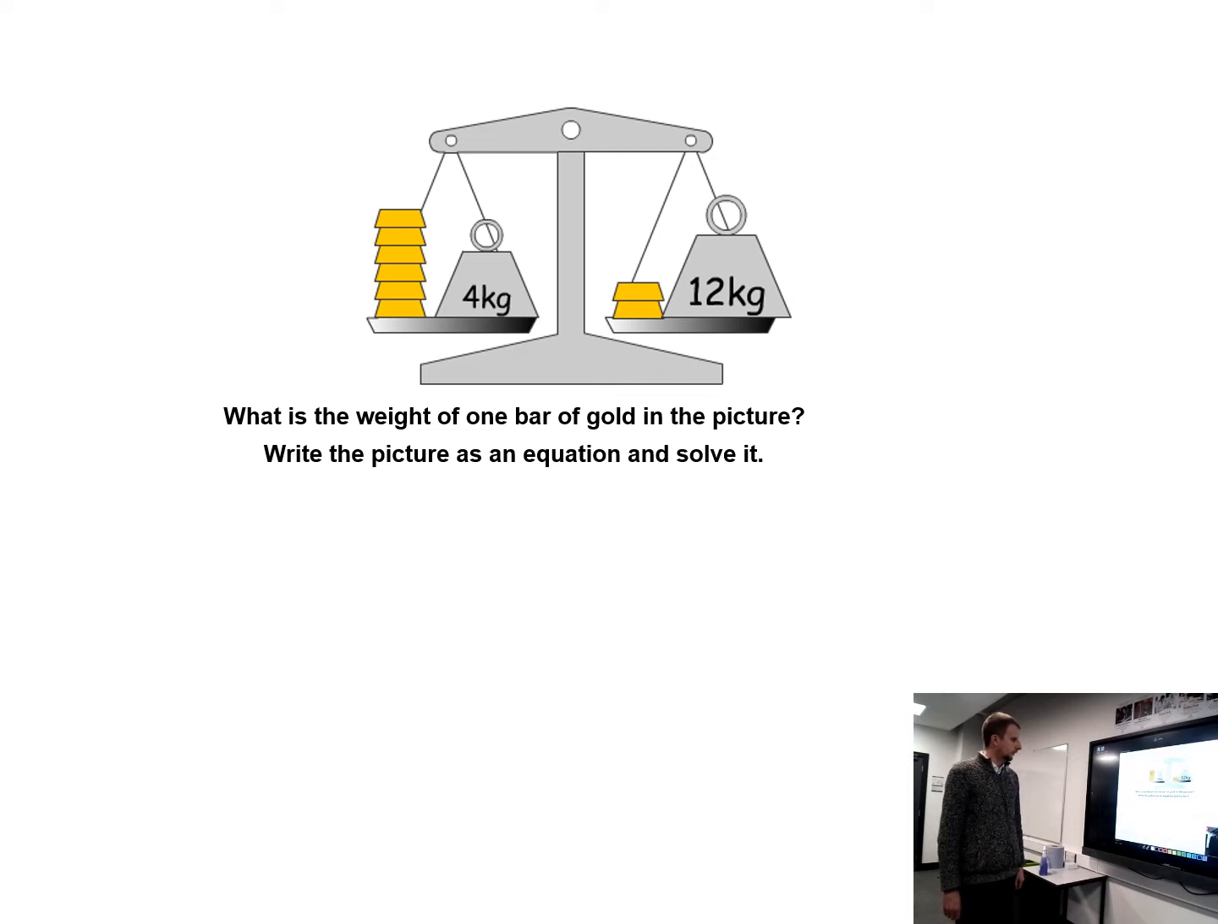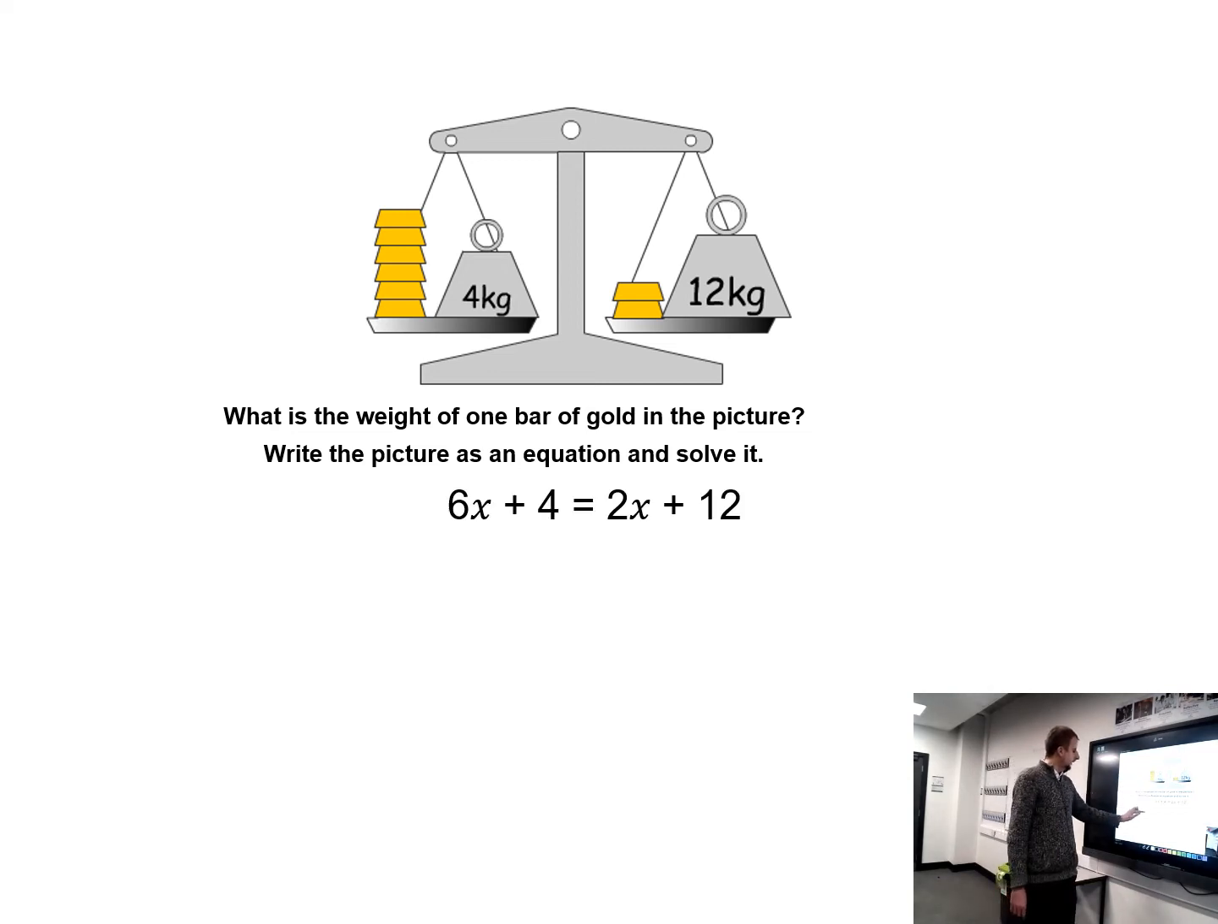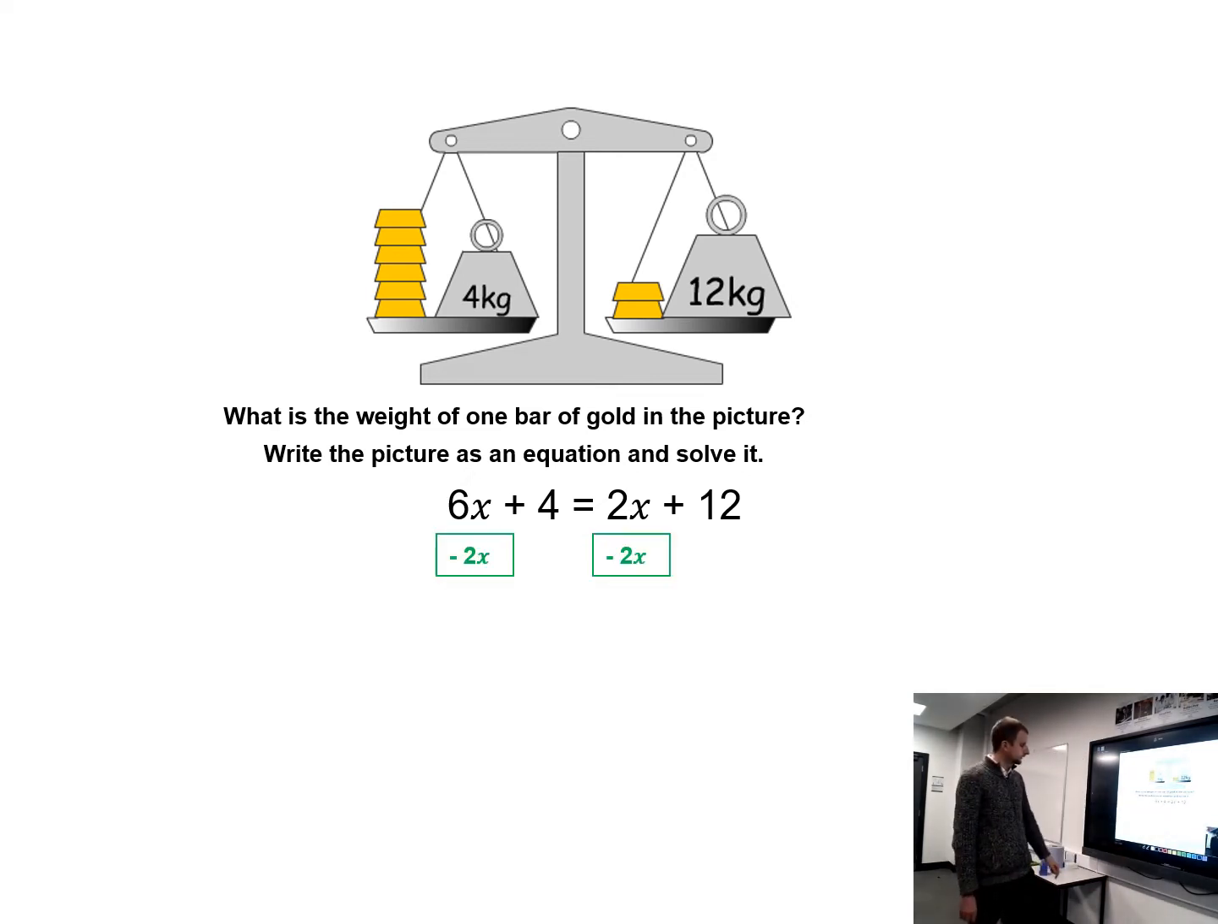Okay, so it may be easier to see as a balance. So here we have 6x plus 4 is equal to 2x plus 12. What we do to one side, we have to do to the other side, otherwise it will tip to one side or the other. So what can we do? We can subtract 2x from both sides.